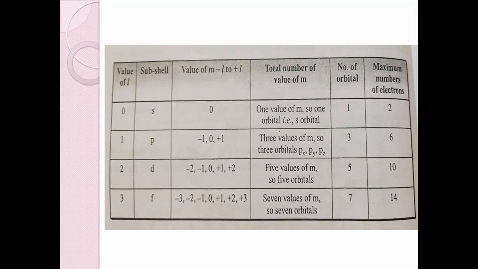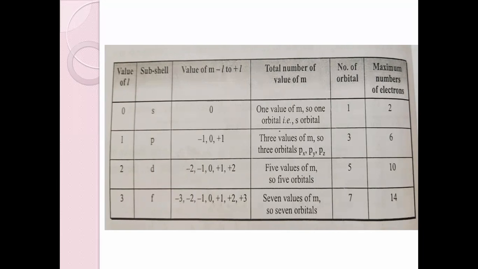What is the formula? 2 into 2l plus 1. Yeah. 2 into 2l plus 1. Actually give me these many number of electrons present in S, P, D and F orbitals. Followed everyone? Whereas 2n square will give me the maximum number of electrons present in the main shell. Followed everyone? Is it clear to you all?